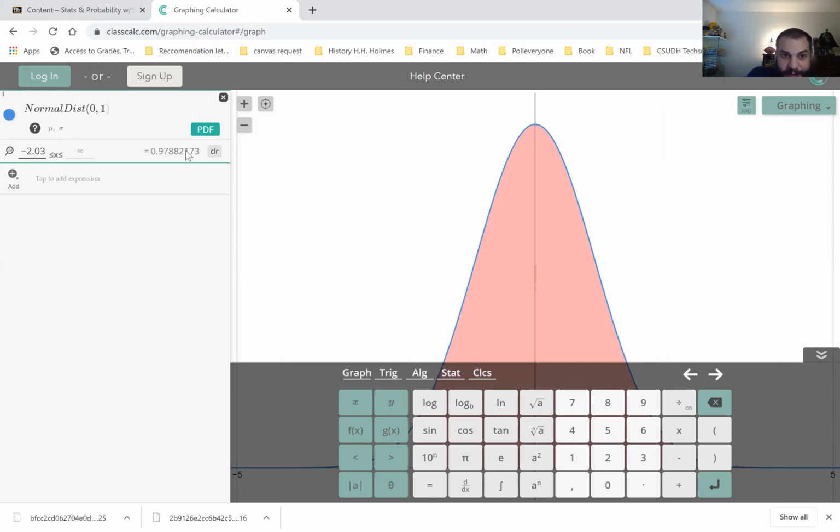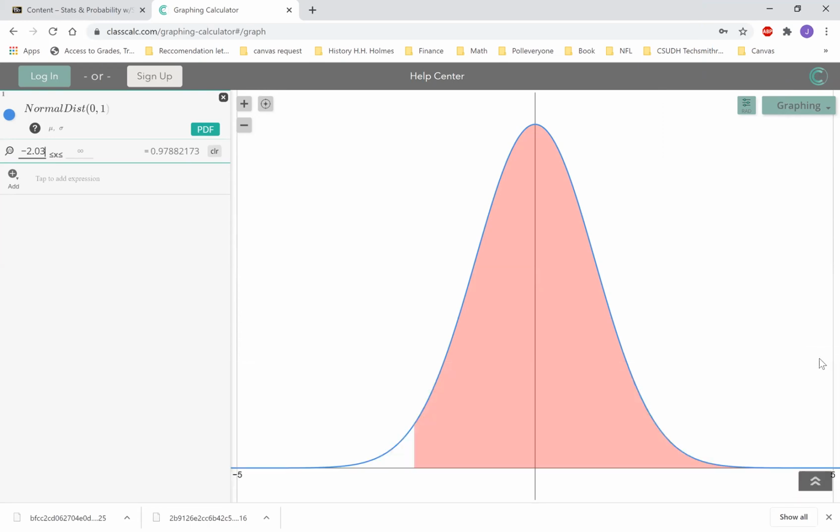So our final answer will be 0.97882.173. Whatever decimal place you want. All right, and that's it for the last problem. Any question on how to do this last problem?